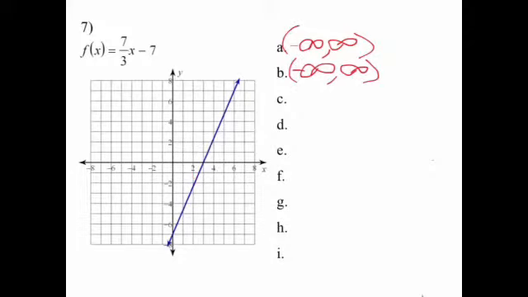The x-intercept's right there, which is the point 3, 0. And the y-intercept is all the way down here at the point 0, -7.